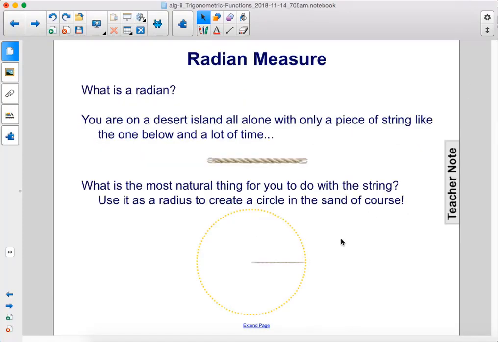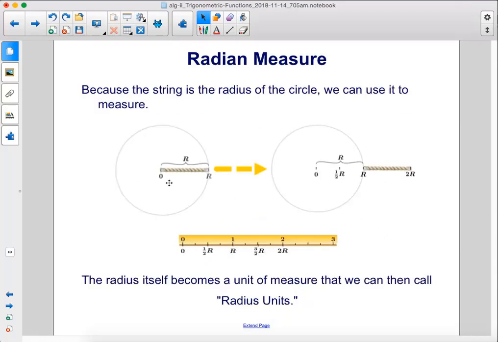What is a radian? Let's just say you're on a desert island all alone with only a piece of string like the one below and a lot of time. What is the most natural thing for you to do with the string? Use it as a radius to create a circle in the sand, of course. Because the string is the radius of the circle, we can use it to measure. So the radius itself becomes a unit of measure that we can then call radius units.